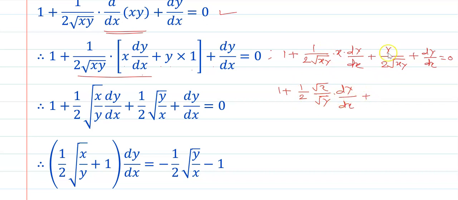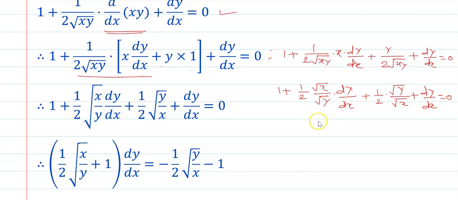Next, plus again this y upon root of xy. Next, y means root y into root y, the denominator's root y and one root y of the numerator get cancelled, and then here you will get 1 upon 2 into the root of y upon the root of x plus dy by dx. Here is a dy by dx, and that's equals to 0.